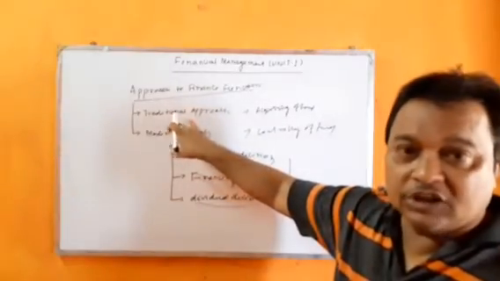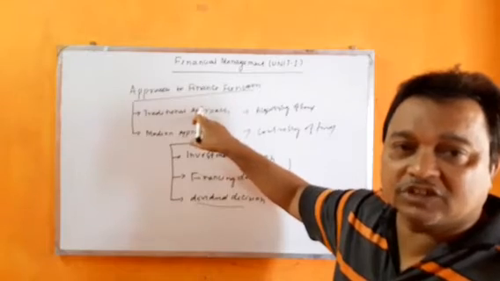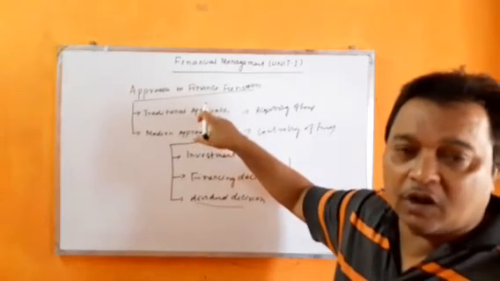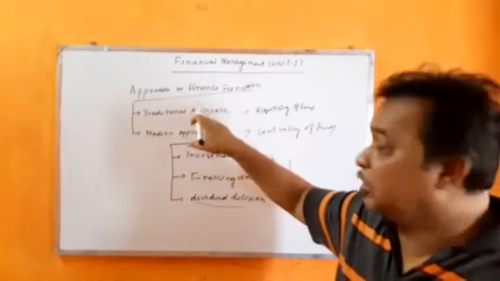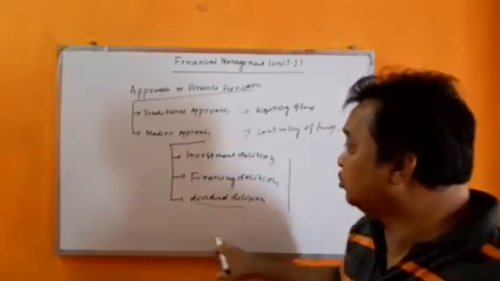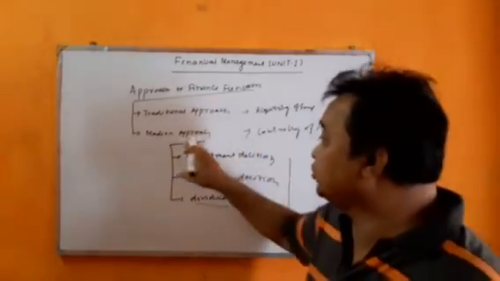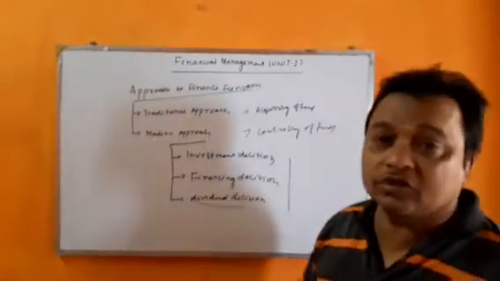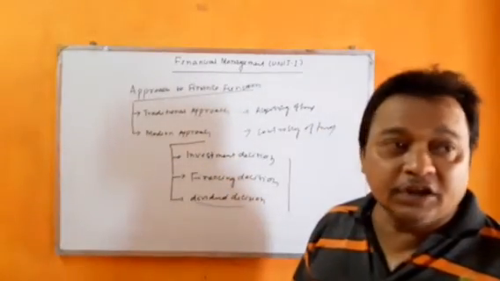In the traditional approach, we only discuss how to acquire the money or how to get the finance. But in the modern approach, we have to discuss these three things, which are very important. This is one of the functions of the modern approach, and it is very interesting to know.